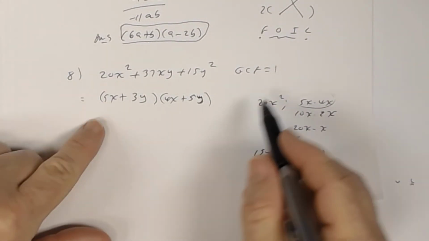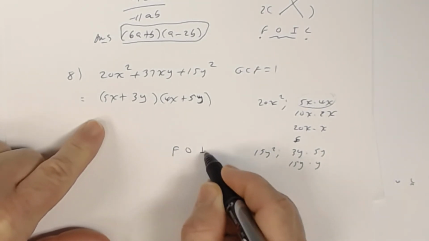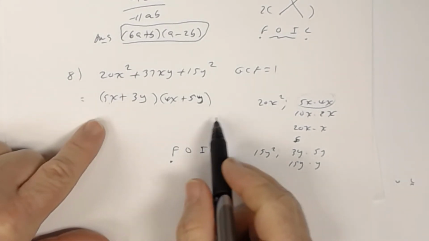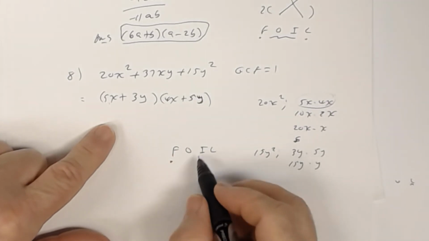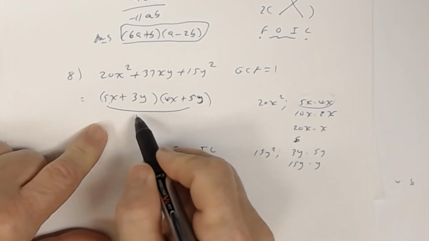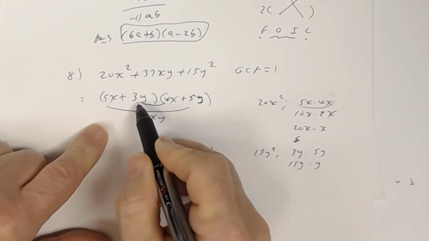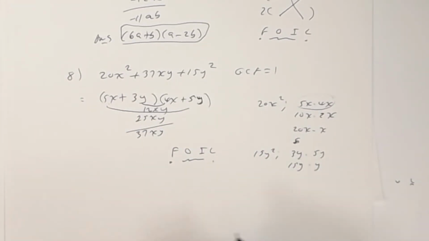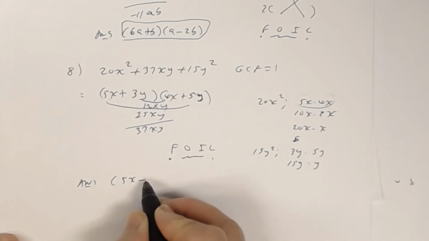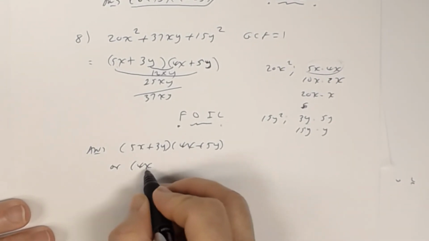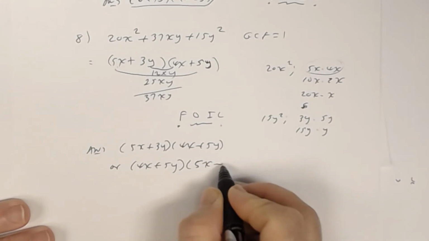All right, let's check. Check the idea of FOIL. For F, 5x times 4x is 20x squared, so the F is okay. Let's go to the L. 3y times 5y is 15y squared, so that's good. Now let's do the outer and the inner. The outer, 5x times 5y is 25xy. The inner, 3y times 4x is 12xy. And when I add them up, I get 37xy, and that's what you wanted. So we're good. So the answer is 5x plus 3y times 4x plus 5y. Or you could say 4x plus 5y times 5x plus 3y. All right.